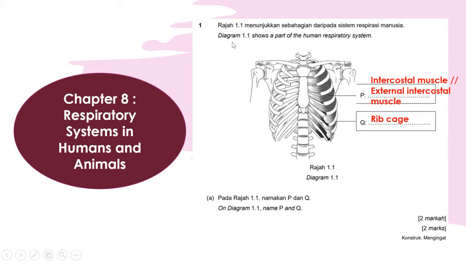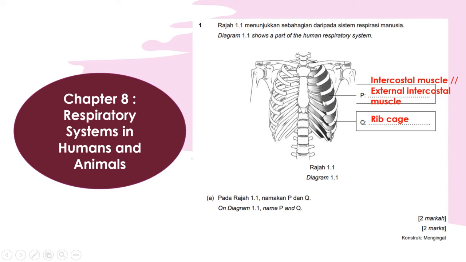Okay, question number 1, diagram 1.1 shows a part of the human respiratory system. Okay, so what is the stimulus given to you? So diagram 1.1 is the stimulus given to you. So this is referred to a part of the human respiratory system. Okay, let's go to the question. On diagram 1.1, name P and Q.